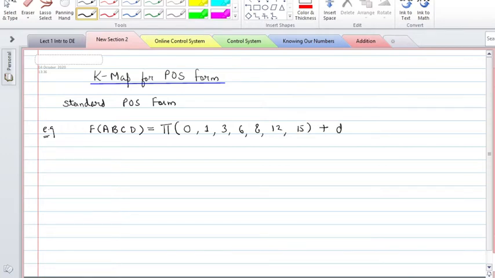With some don't care conditions, let us suppose we include the don't care conditions also at 2, 7 and 10. Okay, so we know that these terms here represent max terms. All these are max terms, and these are your don't care terms.